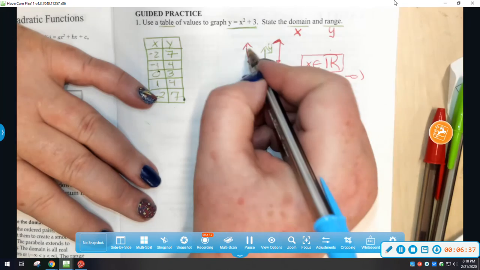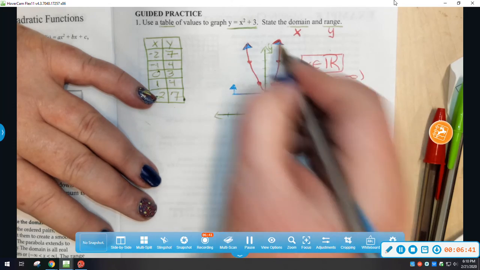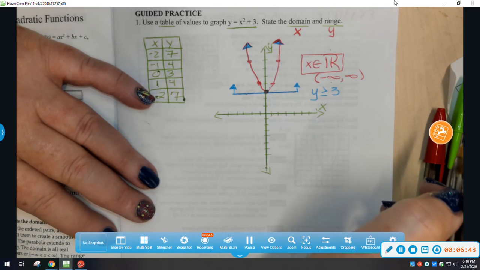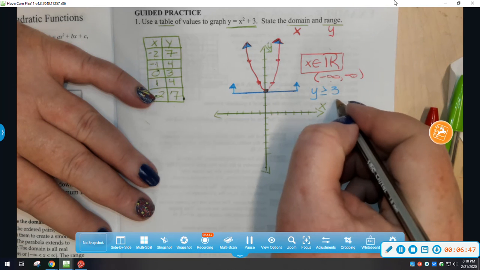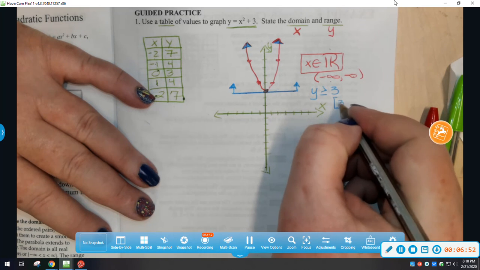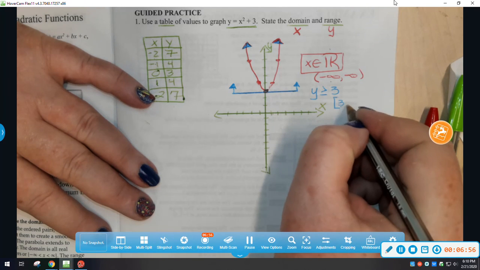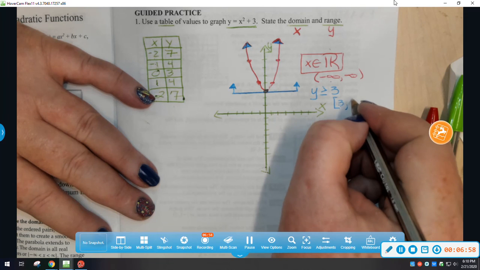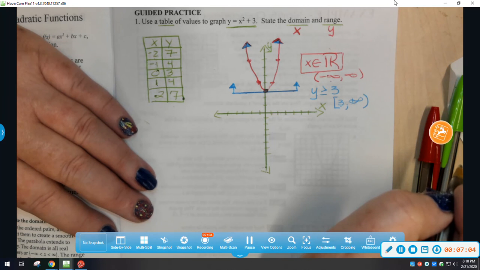That's where it starts existing. There are arrows up here. So it is not stopping. It is increasing forever and ever and ever. Interval notation, you do the same thing, except this time you put a bracket because it's starting at 3. Then you'll put infinity. And that's open because it continues going forever.